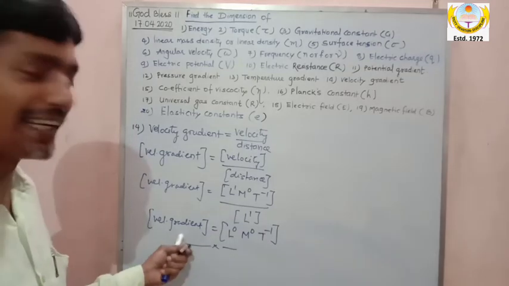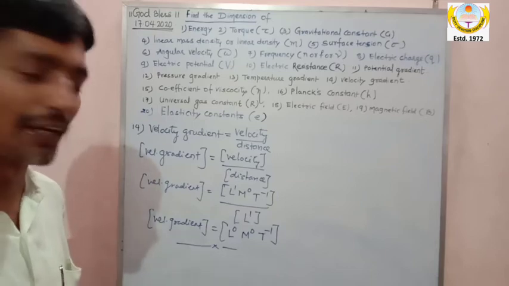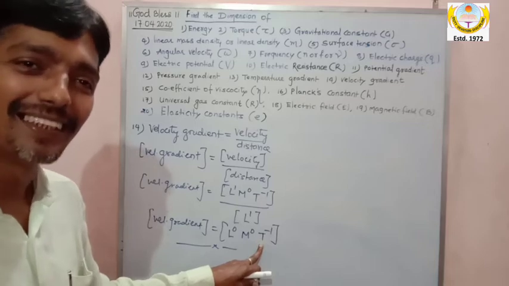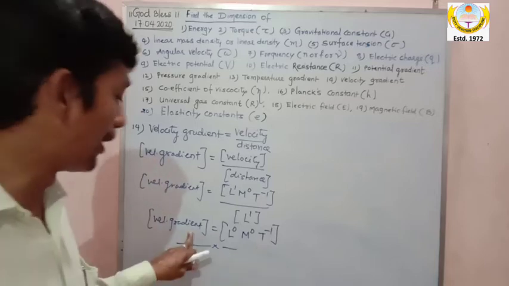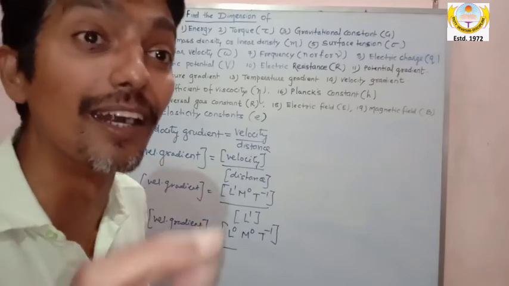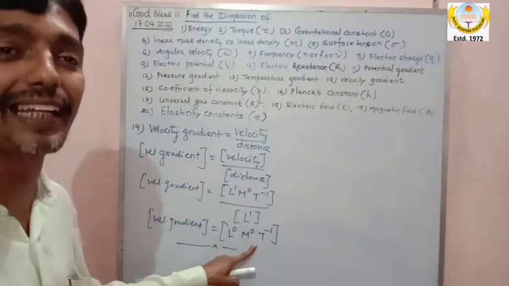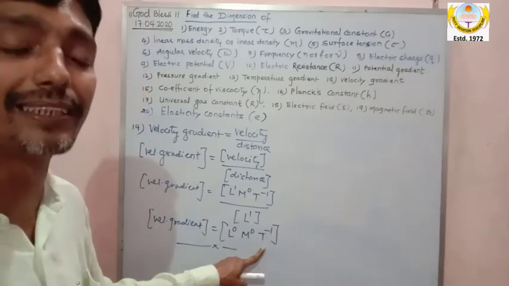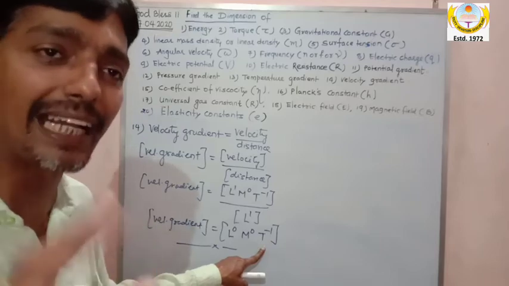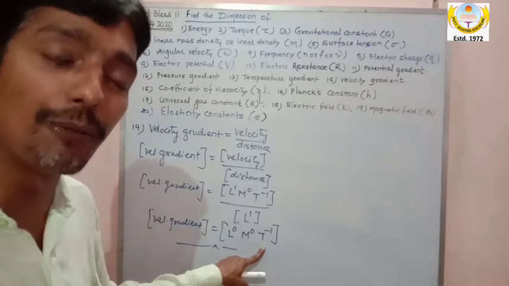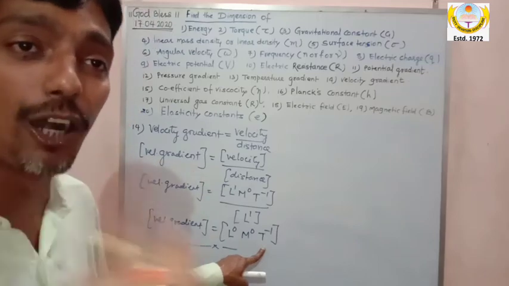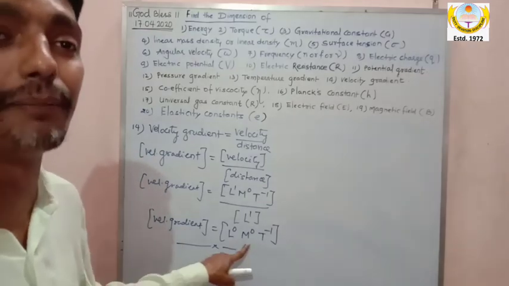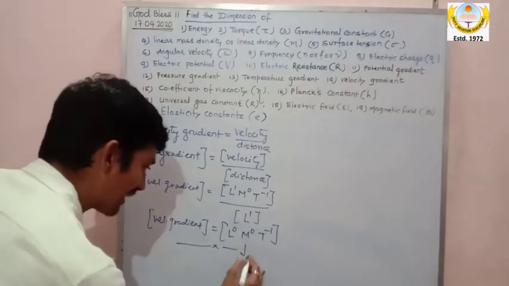Oh God, the velocity gradient has the same dimension as the frequency. Frequency is also T power minus 1, 1 upon time. So nice. But sir, the velocity gradient does not have the unit hertz. Second inverse you can write. Velocity gradient second inverse because it is T power minus 1. Frequency also has a unit second inverse, but frequency has one more unit, hertz. Sir, I cannot use hertz in velocity gradient, though they have the same dimension. The unit is second inverse.